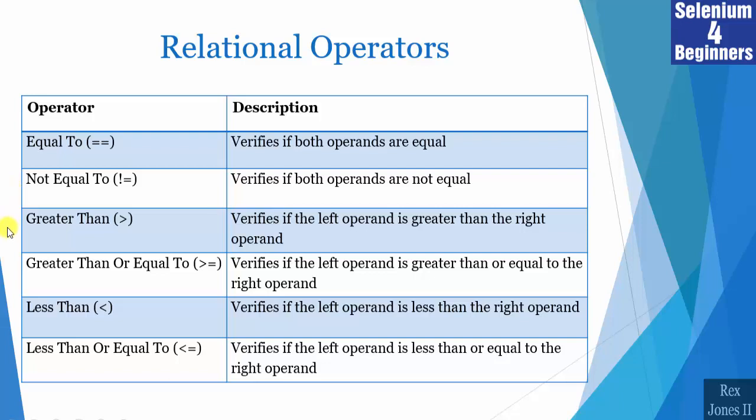Greater than has a closing angular bracket symbol that verifies if the left operand is greater than the right operand. Greater than or equal to combines 2 symbols, the greater than and equal to symbols, that verify if the left operand is greater than or equal to the right operand. Less than is an opening angular bracket that verifies if the left operand is less than the right operand. Less than or equal to combines 2 symbols, the less than and equal to symbols, to verify if the left operand is less than or equal to the right operand. Let's demo the relational operators.